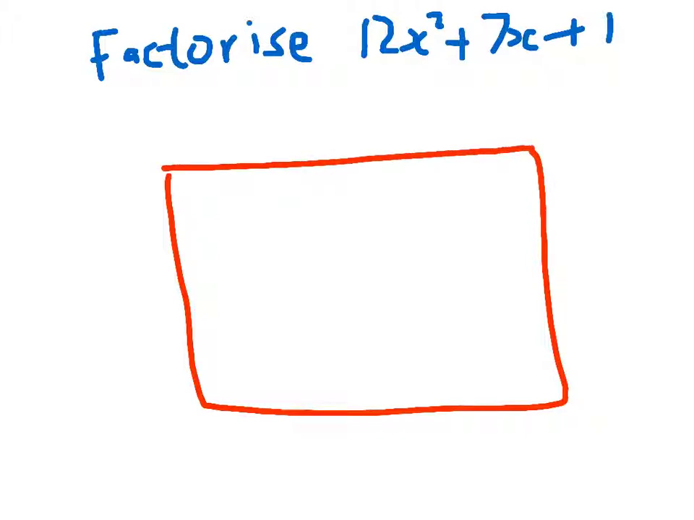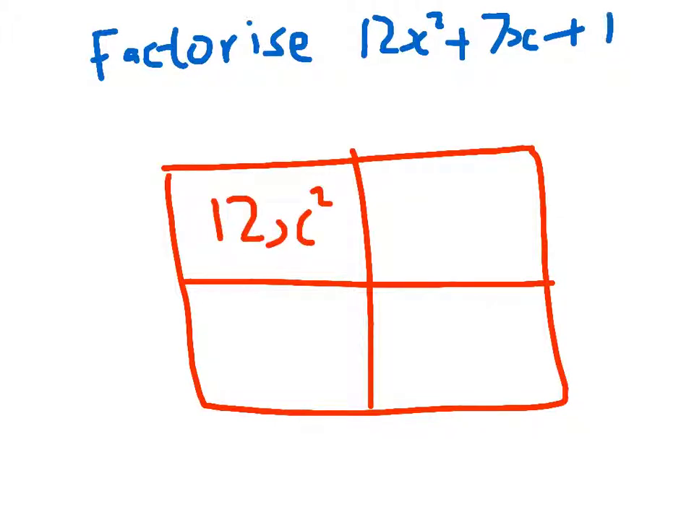12's a nasty number in any of these because it's got so many factors. But the 1 I do like. 1 must have come from 1 times 1, or it could be minus 1 times minus 1. But the fact that everything is positive makes me think, oh no, it must be plus 1 and plus 1.